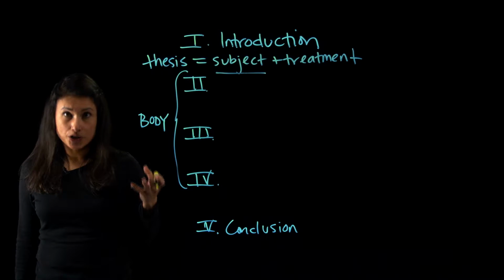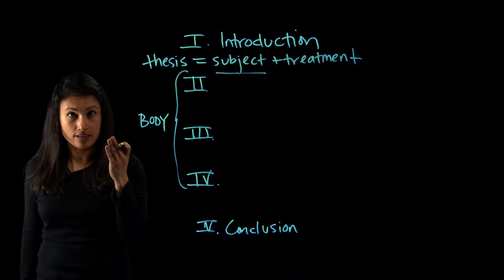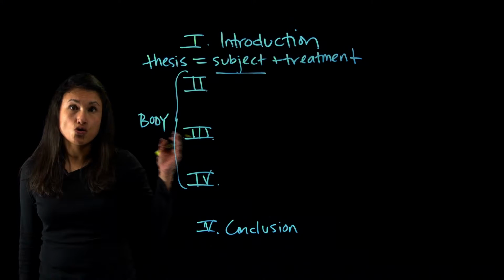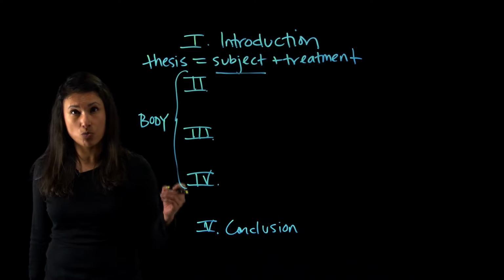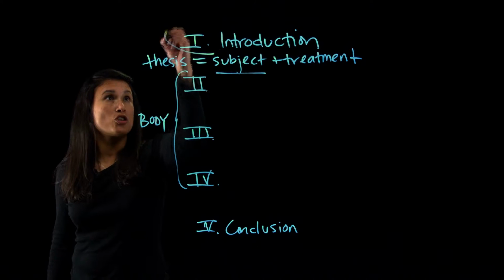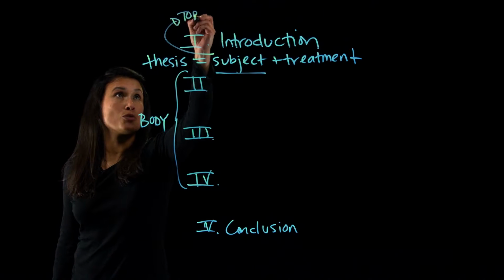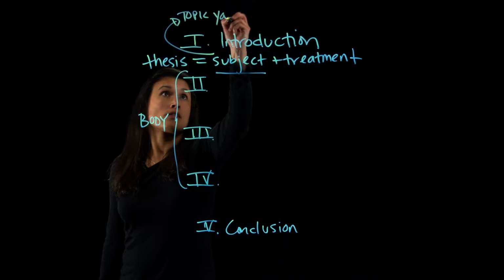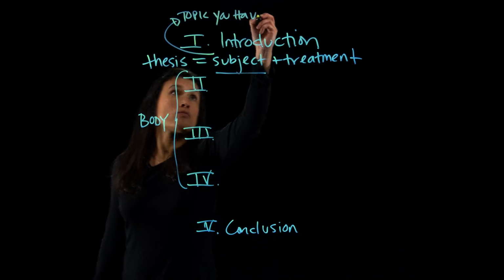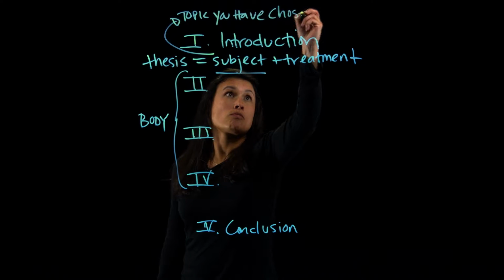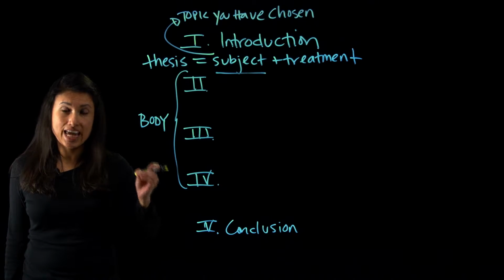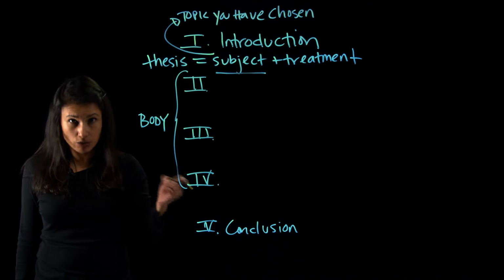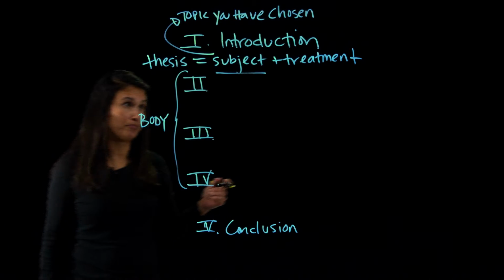Subject is what are you talking about? That's the topic. And the treatment is what are you saying about it? And that's going to be how you're applying the works to it. So your subject is the topic you've chosen. And the treatment is the works, how the topic applies to the literature that you've chosen.